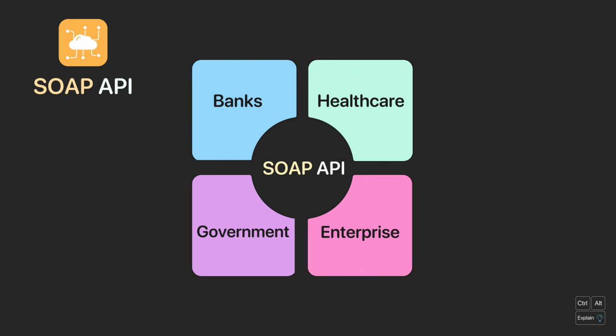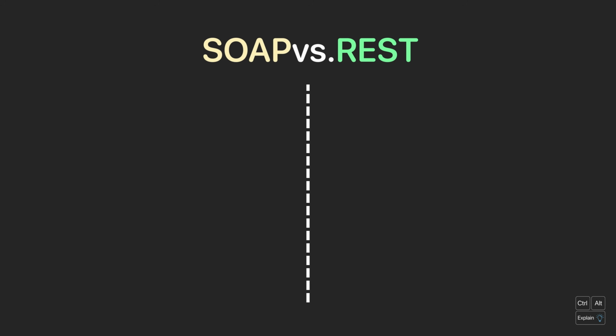And their old systems were built with SOAP and are still reliable today. In these fields, stability and rules matter more than flexibility. So how does SOAP compare to REST?